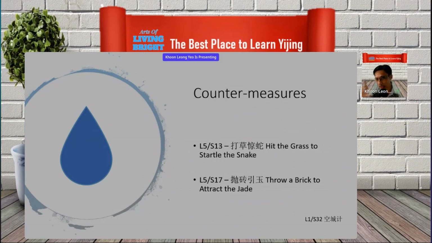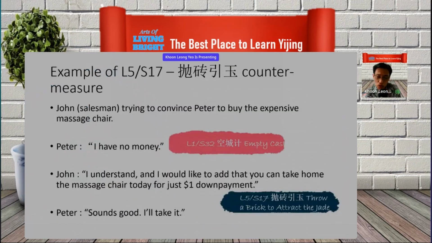Or 抛砖引玉. Stratagem 17, 抛砖引玉. You throw something and see whether they get hooked to the brick that you throw at them. I give an example of 抛砖引玉 as a countermeasure. Let's say it's between Peter and John. John is a salesman, trying to convince Peter to buy the expensive massage chair. Peter tries to use 空城计 to respond and says, sorry, I've got no money to buy this so expensive massage chair. Now John, being a seasoned salesman, I'm sure has already prepared a lot of countermeasures to 空城计. One of the countermeasures he used is 抛砖引玉. So John replies, oh, I understand, you've got no money.